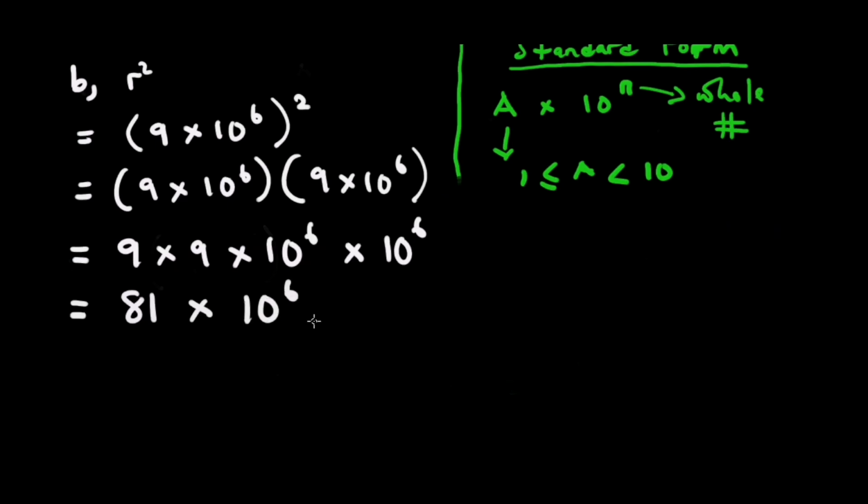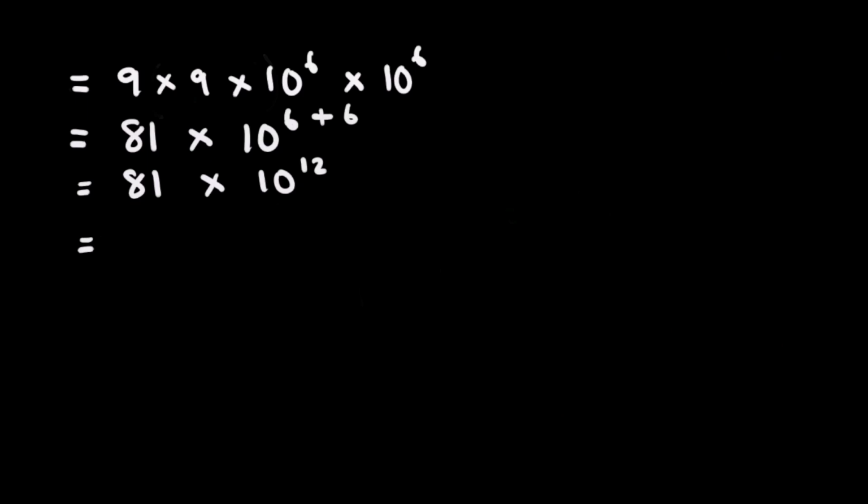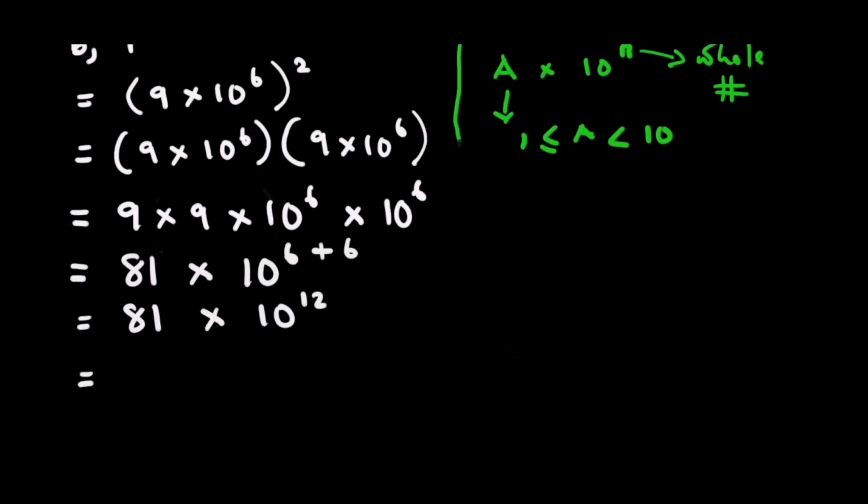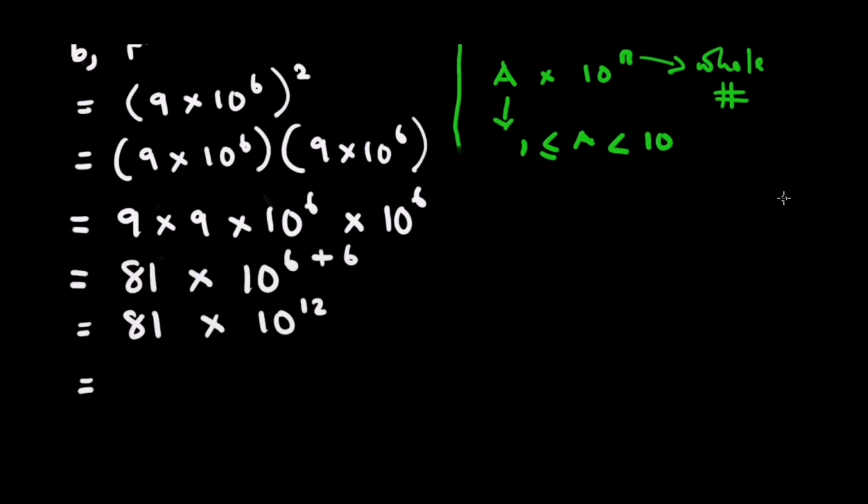Then we apply that law of indices. Since this is the same base, 10 to the power 6 times 10 to the power 6, the powers are going to add. So we have 81 times 10 to the power 12. Looking at the standard form, we see that a should be between 1 and 10. Our a here is actually 81, so to correct that, we have to express 81 in standard form separately.